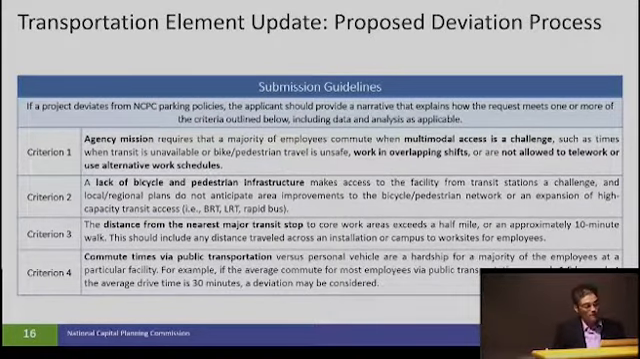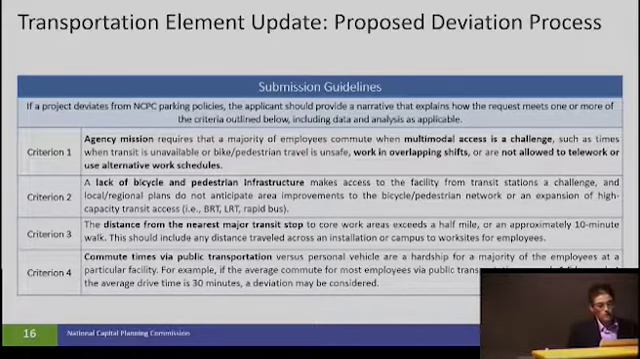So in response to that recommendation, staff has developed a list of criteria to evaluate an applicant's request for a deviation. These criteria are located in the revised submission guidelines. In developing these criteria, staff reviewed Commission actions from previous transportation projects. The criteria take into account agency mission, the availability of multimodal access, bicycle and pedestrian infrastructure, planned or future transportation improvements, distance to transit, and commute times.